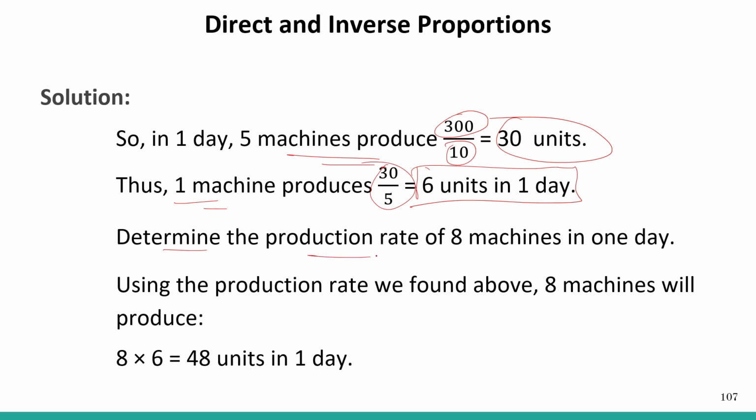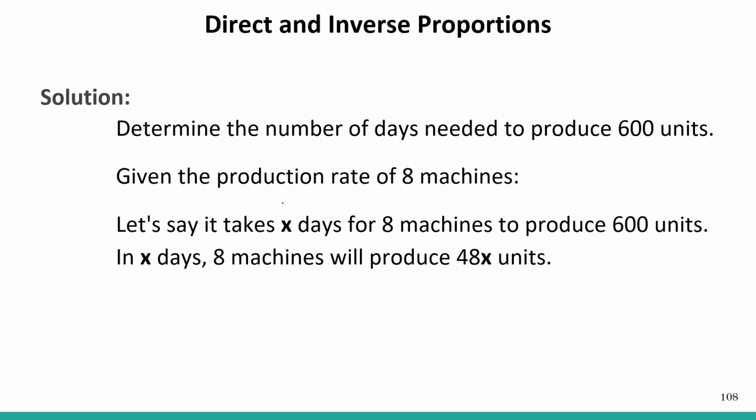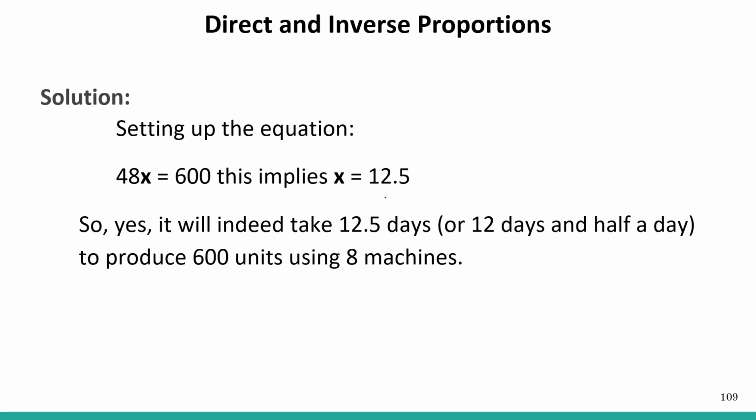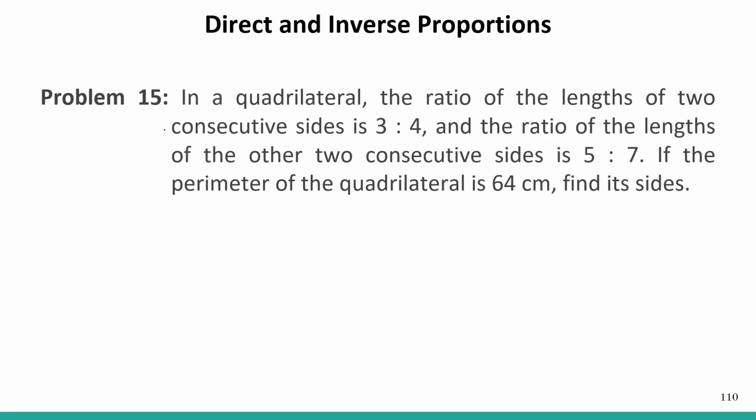Now determining the production rate of 8 machines in one day using the production rate we found above. So 8 machines will be producing how much? 8 into 6, that is equal to 48 units in one day, right? Then determine the number of days needed to produce 600 units given the production rate of 8 machines. So it will take X days for 8 machines to produce 600 units. So it will be something like 12.5. Okay. So let's see problem number 15.